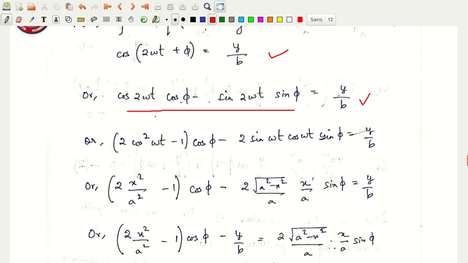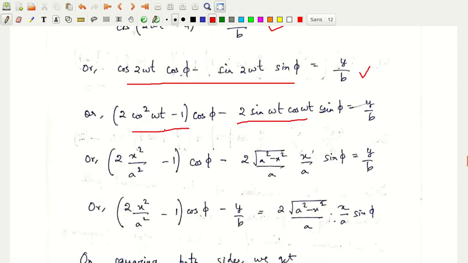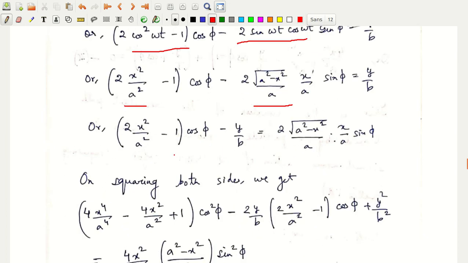Again I am using another mathematical identity, that cos 2 theta is 2 cos square theta minus 1, and sin 2 theta is 2 sin theta cos theta. So I substitute that here, and I already obtained from equation 1 cos omega t equal to x by a. I put that here and I obtain the value of sin omega t, which I am substituting over here. So I get an equation like this.